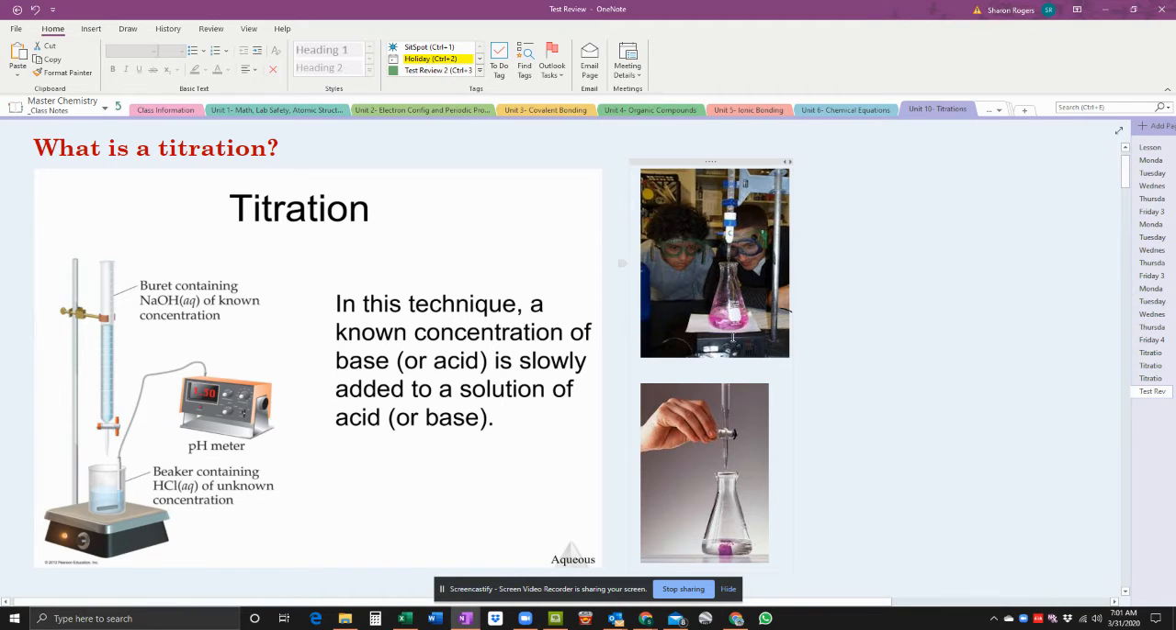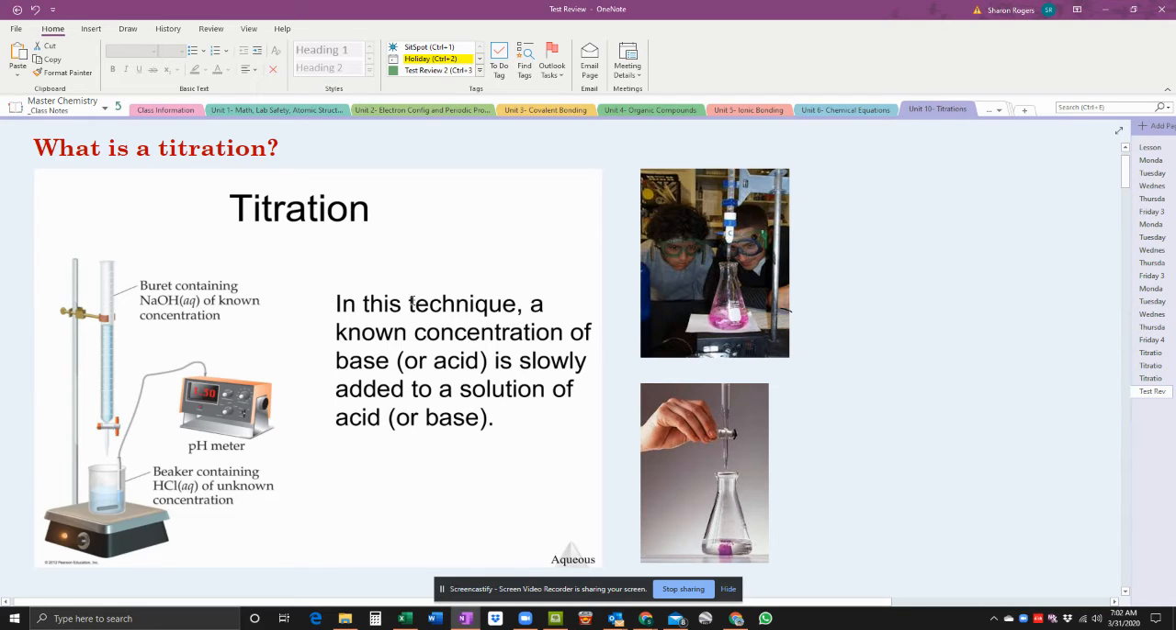So I included a couple pictures in here, and if you were in lab, this is what the setup would look like. You would have your ring stand, your Erlenmeyer flask, and your buret. In the Erlenmeyer flask, you'd have your acid, and in the buret, you'd have your base. But you would also put your phenolphthalein in the flask. Now, the phenolphthalein is clear in acidic conditions, but it turns pink in basic conditions. And you can see that in this picture, but I'm getting a little bit ahead of myself. Let's go back to what is a titration.